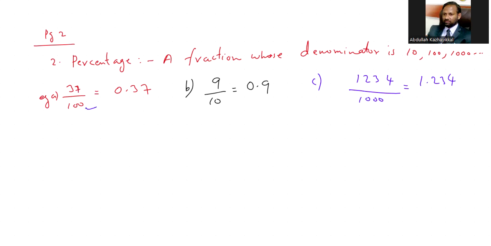37 by 100 is 0.37, two decimal places, two zeros. 9 by 10 is 0.9. 1234 divided by 1000 is 1.234.